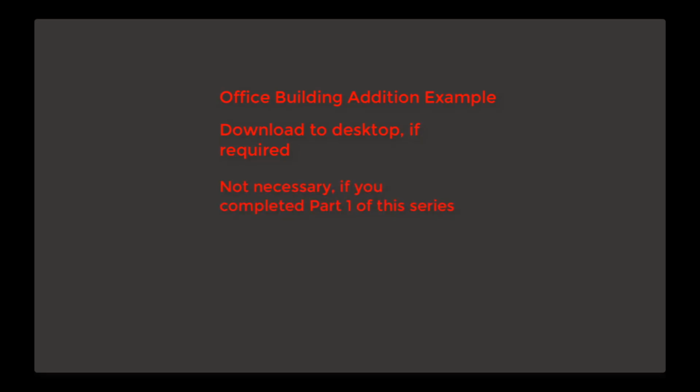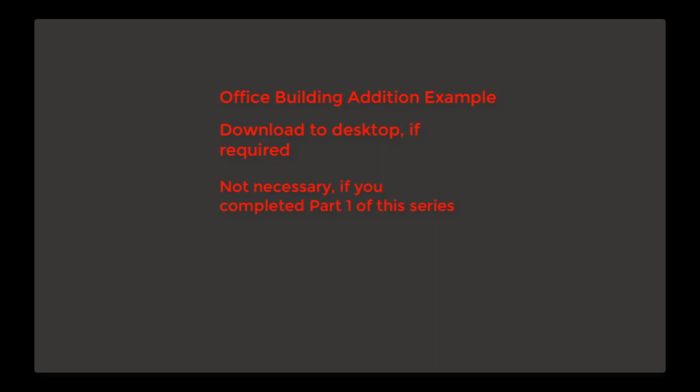For this lesson, I would like to show you how to easily import or export a project in P6. I have provided an example project that is available for download called Office Building Edition Example. So you should first download this project to your desktop. If you have already completed part 1 of the series, you will have already developed this project, so it won't be necessary to download it.